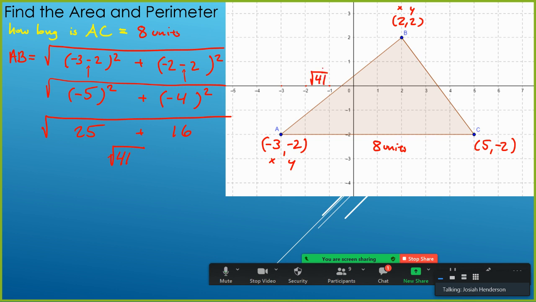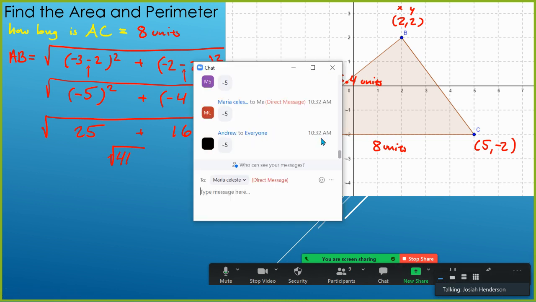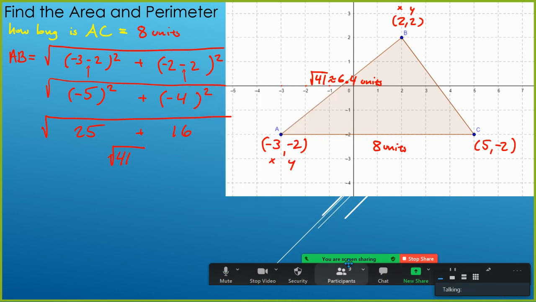But how do you measure that? I have no idea how big that is. So to measure it, we're going to actually do the square root. So the square root of 41 is 6.4. So it's about 6.4. It's not a whole number. Most triangles won't have all whole number sides. Andrew, thank you also for answering that last question.